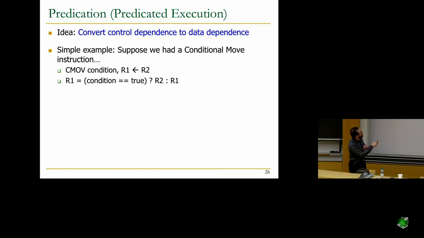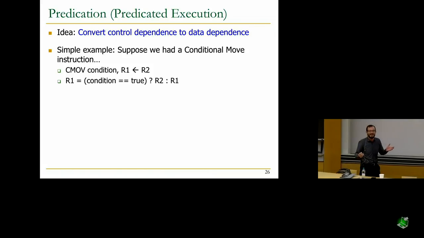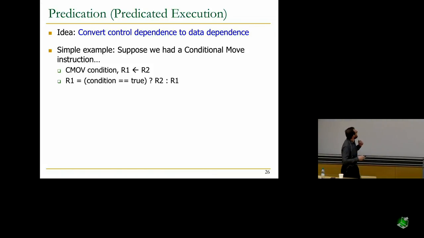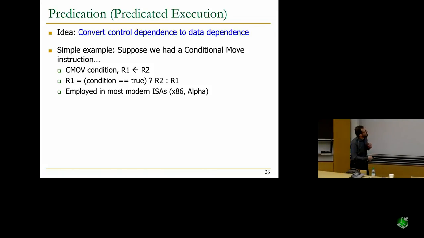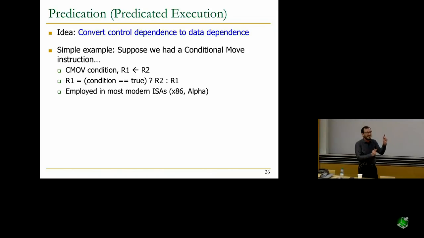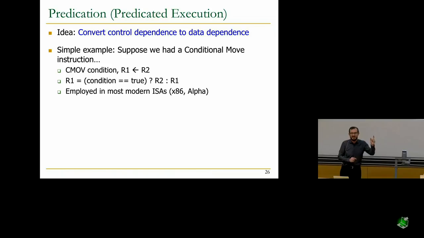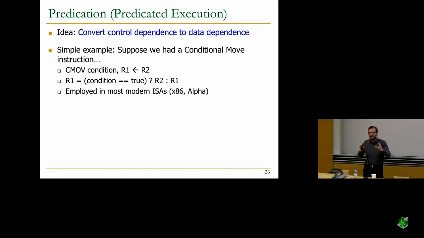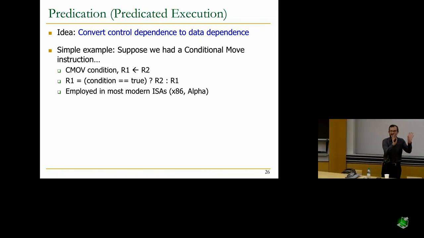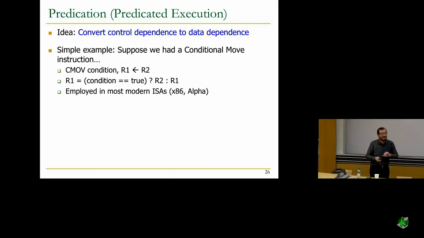Basically, if the condition is true, R1 gets R2. If the condition is false, R1 gets R1, which is the old value of R1. So this is a conditional move. It's employed in most modern ISAs. x86, for example, has it. And this is a very good way of getting rid of very short branches, especially if you're testing an if condition, do this, and then that's it. You get rid of that if branch that way.